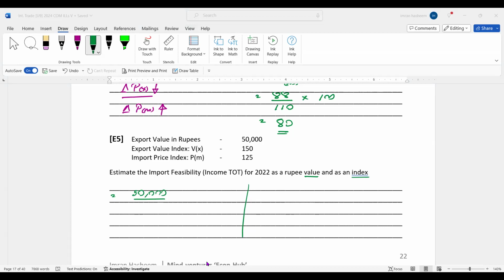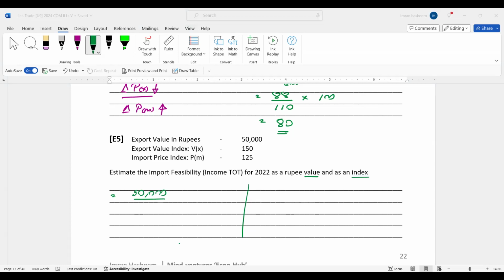Are we done? Yes or no? So as a value, how much is it, Buddha? You have to get a rupee value as the answer. How much did you get? As a value, it should be a rupee value. Okay. As an index, it should be an index value. Okay. Right. Just check this.